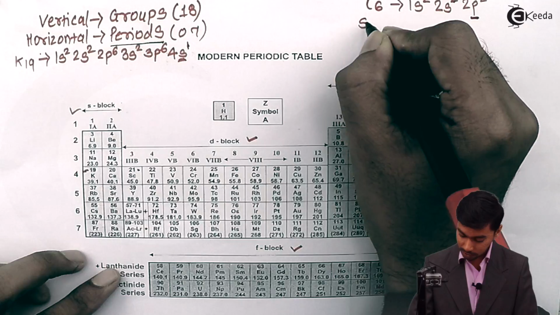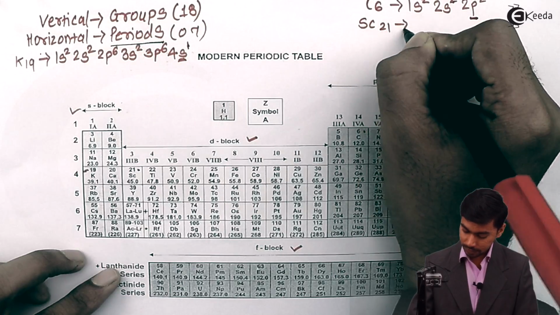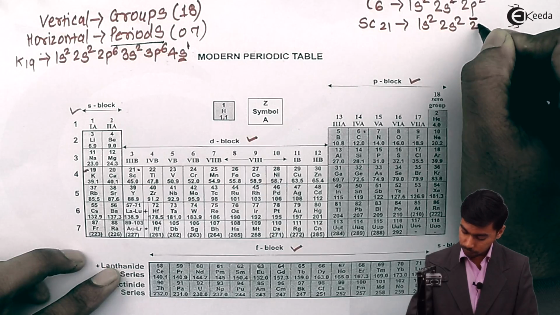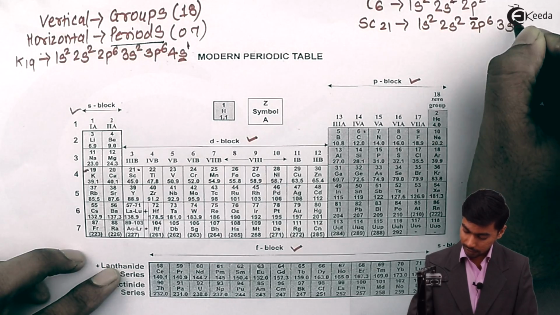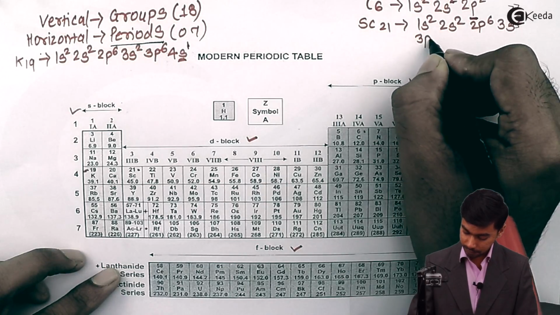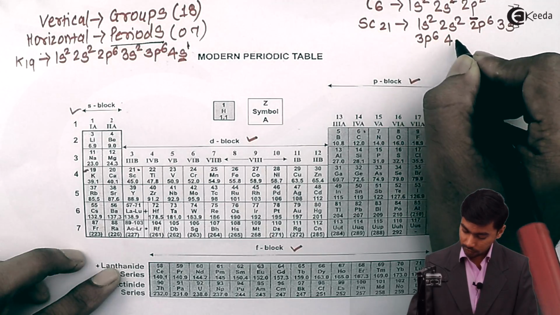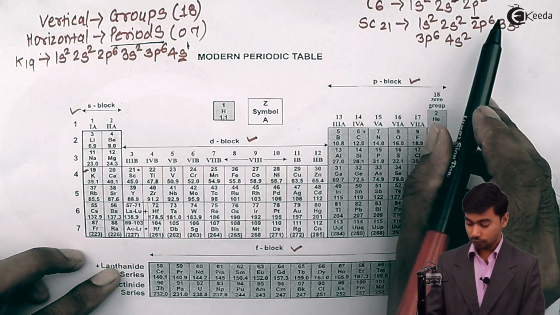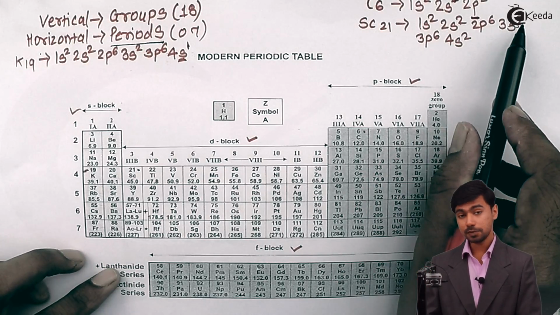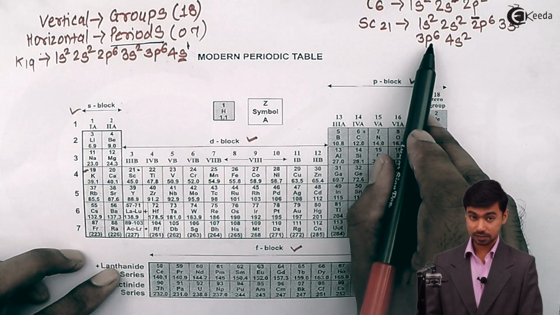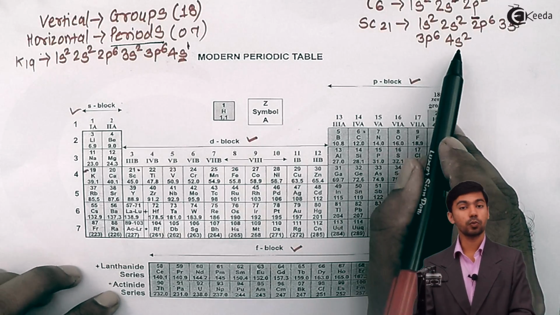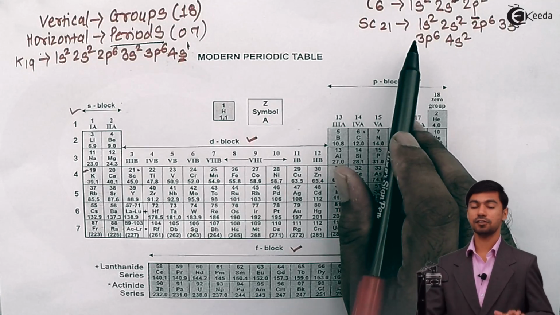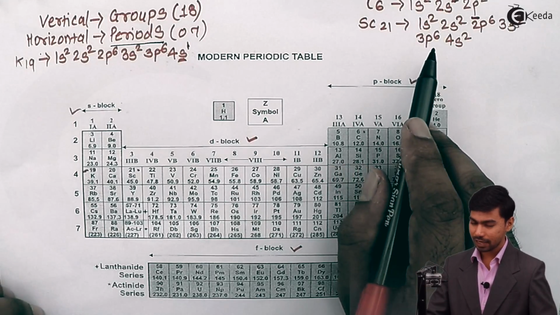having atomic number 21. So 1s2, 2s2, 2p6, 3s2, 3p6, 4s2. How many are over? 2 plus 2, 4, 4 plus 6, 10, 10 plus 2, 12, 12 plus 6, 18, 18 plus 2, 20. We have 21 electrons and we have classified 20 electrons. So how many are remaining?